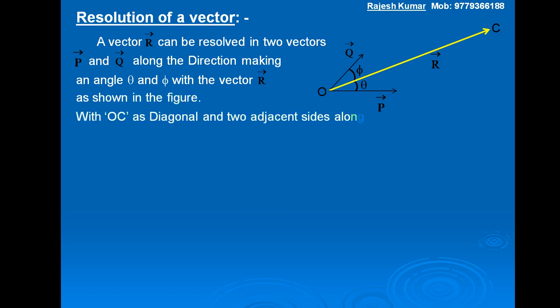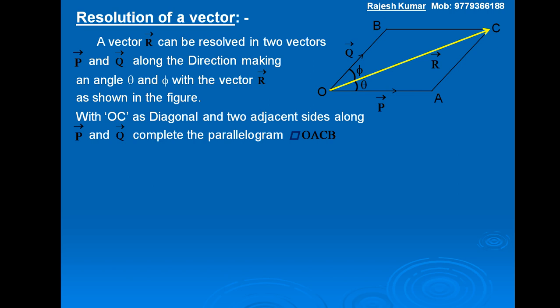Now, with OC as diagonal and two adjacent sides along the direction of P vector and the direction of Q vector, complete the parallelogram OACB.